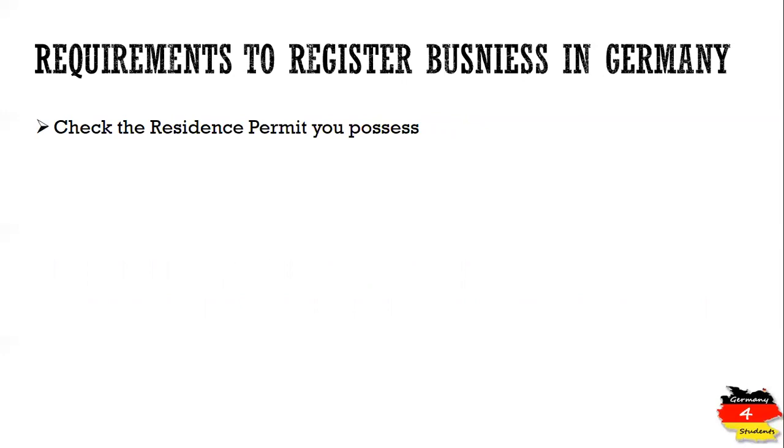You can check the requirement whether you are allowed to do business or not. You just check your residence permit, and if on your residence permit you find the phrase Erwerbstätigkeit gestattet, it means that you are allowed to do business and you can register your business only if this phrase is written on your residence permit. If you are a student, you are usually not allowed to do business and you have specially written Erwerbstätigkeit nicht gestattet. But once you have permanent residency or Niederlassungserlaubnis, then you will find Erwerbstätigkeit gestattet written on your residence permit or your Niederlassungserlaubnis.